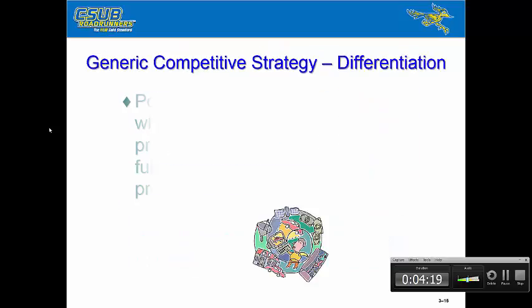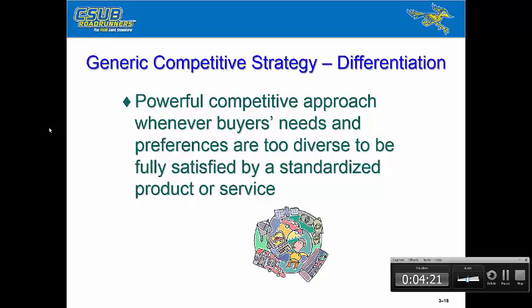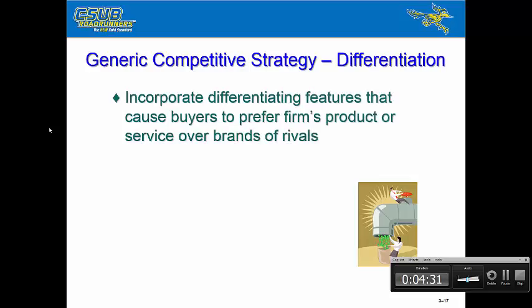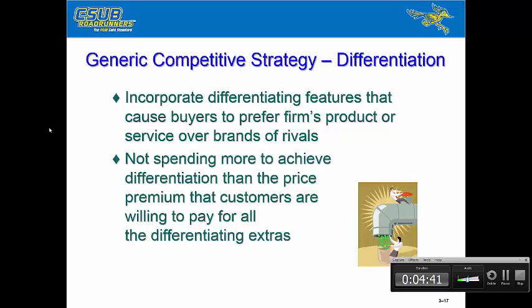A differentiation strategy is basically one that you use whenever buyers' needs and preferences are too diverse to be satisfied by a standard product. You incorporate differentiating features that cause buyers to prefer your product over rivals. But the key here is not to spend more on achieving differentiation than the price premium that customers are willing to pay.